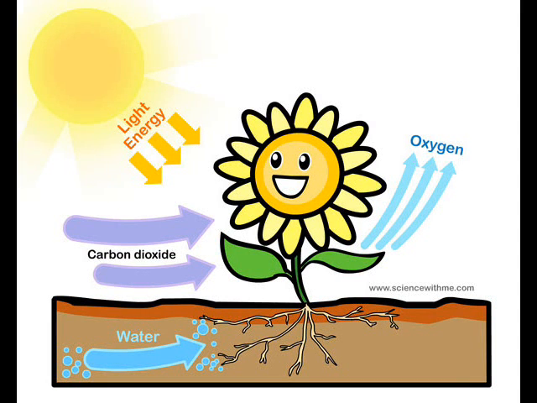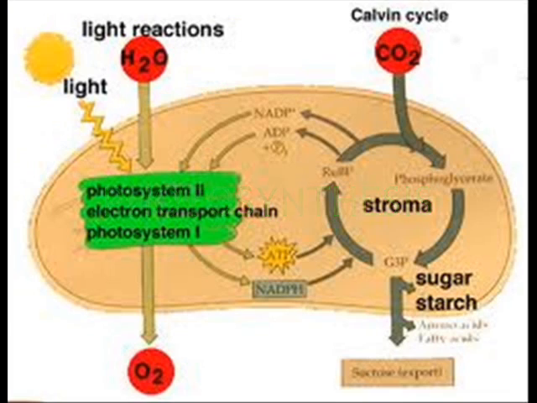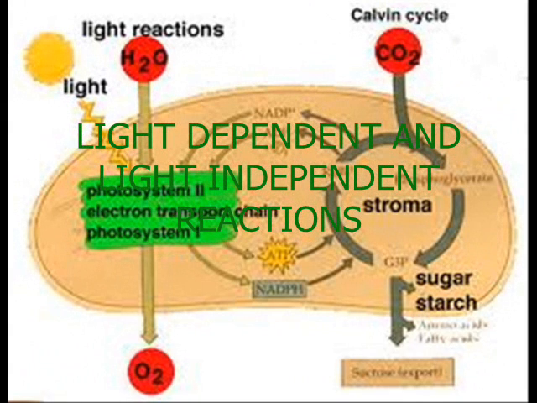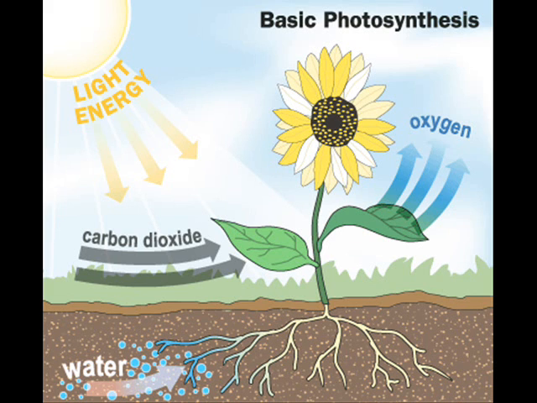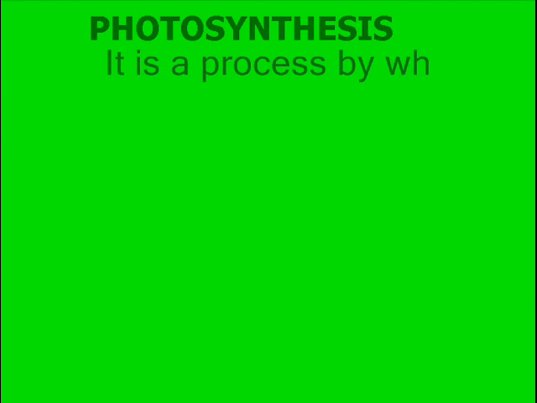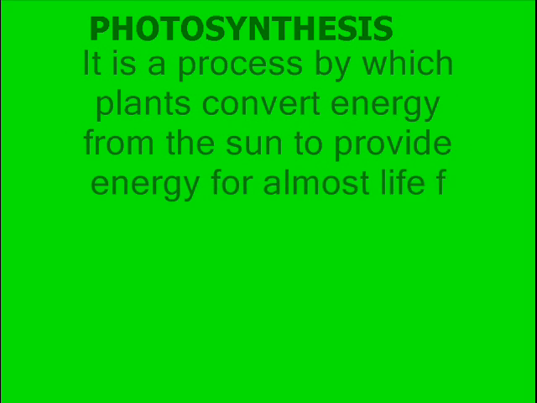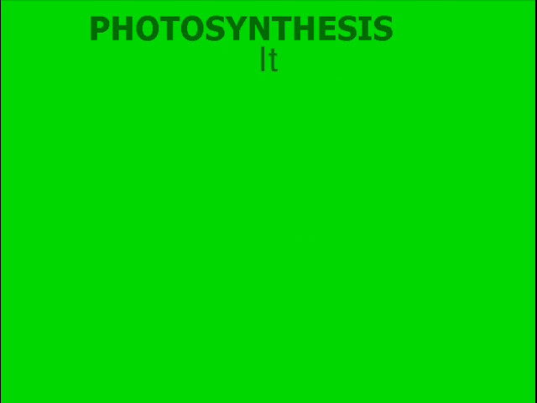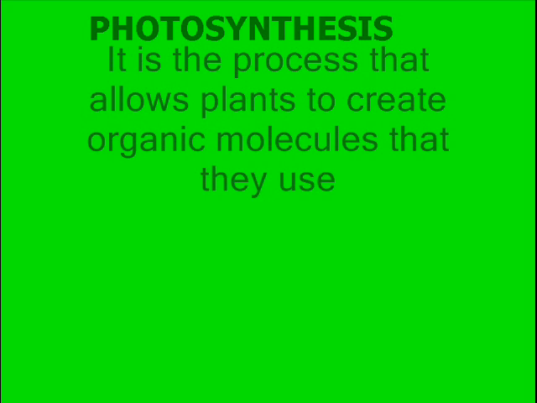Welcome. This video will discuss all about the two stages of photosynthesis, which are the light-dependent and light-independent reactions. But before we proceed to that part, I will remind you first about the definition of photosynthesis. Photosynthesis is the process by which plants convert energy from the sun to provide energy to almost all life forms. It is a process that allows plants to create organic molecules that they use as fuel.